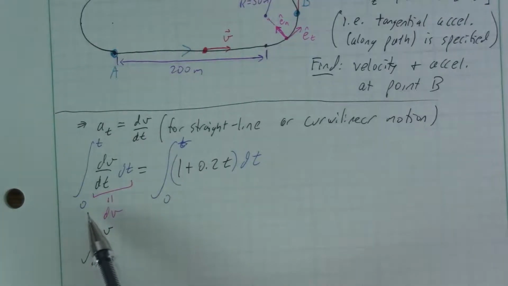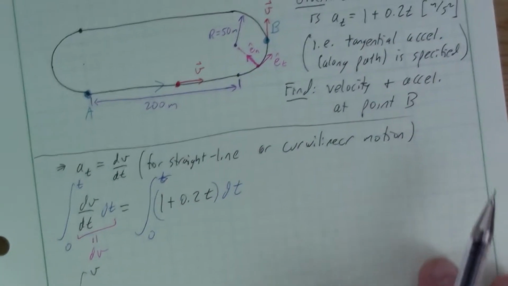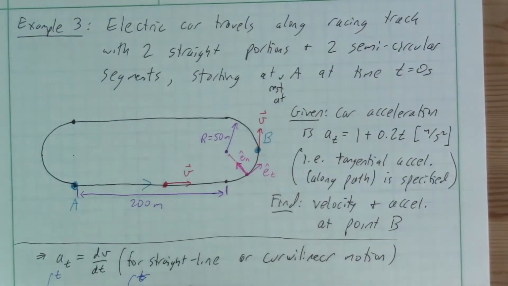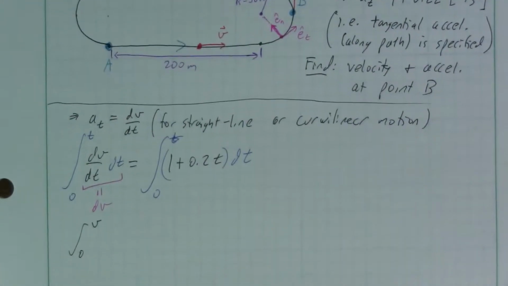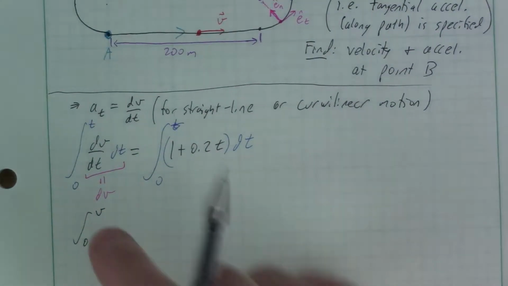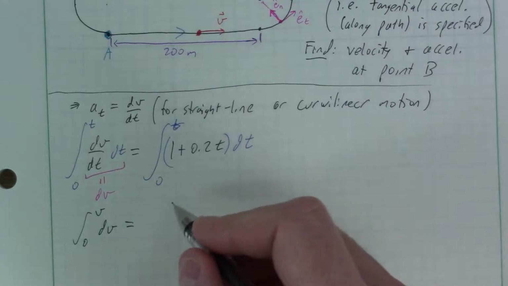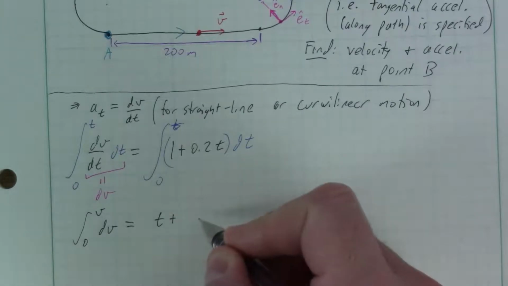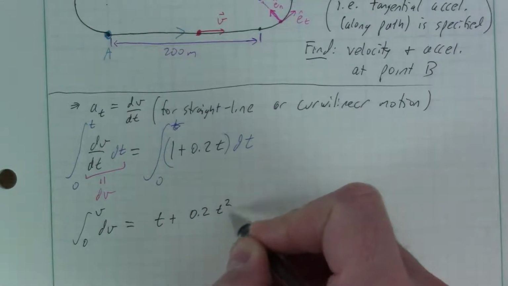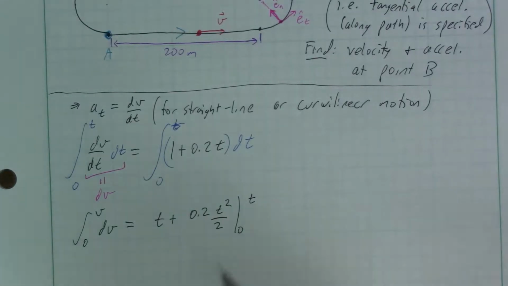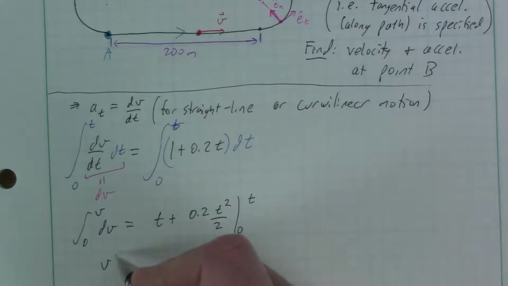We start at rest. I don't think I said that, right? It starts at rest at time 0. That's okay, and then we're starting at rest and going up to some velocity v of dv, and then we can actually do the integral here on the right hand side, which is t plus 0.2 t squared over 2, 0 to t, and well, this is just now v of t.